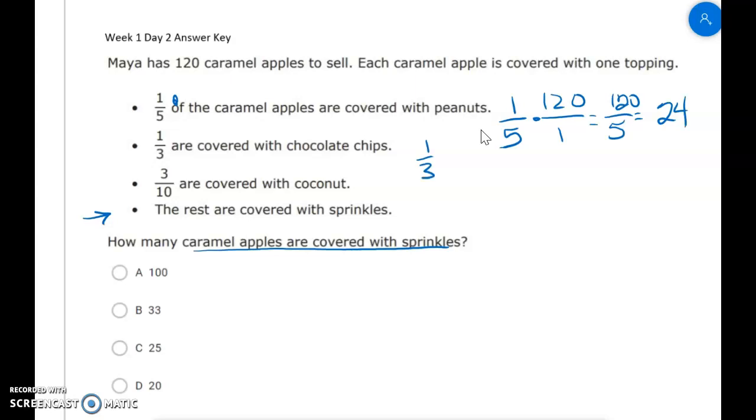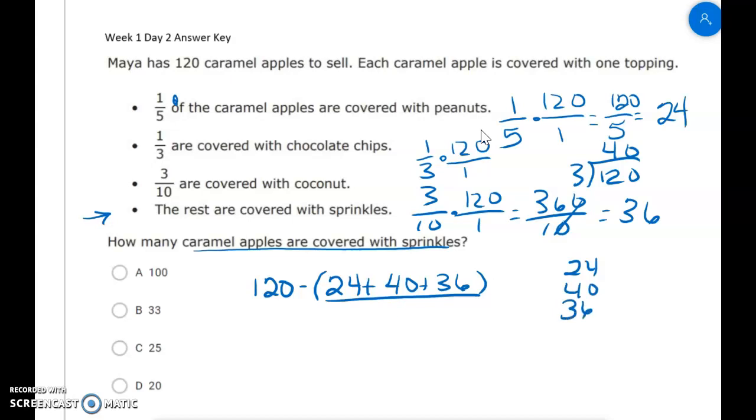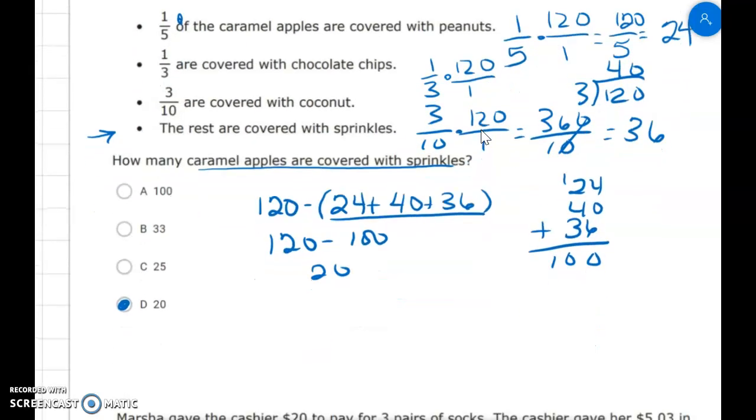120 divided by 5 is 24. Had peanuts. We can do the same thing. 1/3. Now remember, we also talked about fractions. If you have a 1 in the numerator, you can just simply divide. 40 had chocolate chips. 3/10 times 120 over 1. So 360 over 10, take off a 0. So I have 36 that were covered with coconut. Now, the rest were with sprinkles, so we're going to have to write an expression, 120 minus the 24 with peanuts, the 40 with chocolate chips, and the 36 with coconut. So we need to add these together. We got 100. So 120 minus 100, we know, is 20 had sprinkles.